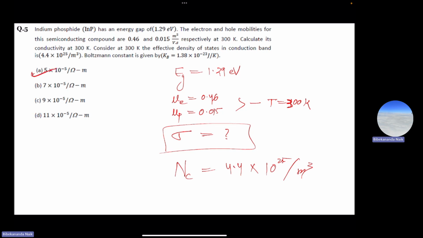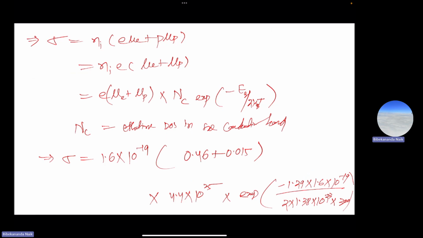So this is the correct answer, and if you see the options, the correct option is option A. So I hope this is clear to everyone. We wrote the expression for conductivity, and in place of intrinsic carrier concentration, we used the formula, the expression which relates the intrinsic carrier concentration with band gap, temperature, and the effective density of states in the conduction band. That is the constant Nc.